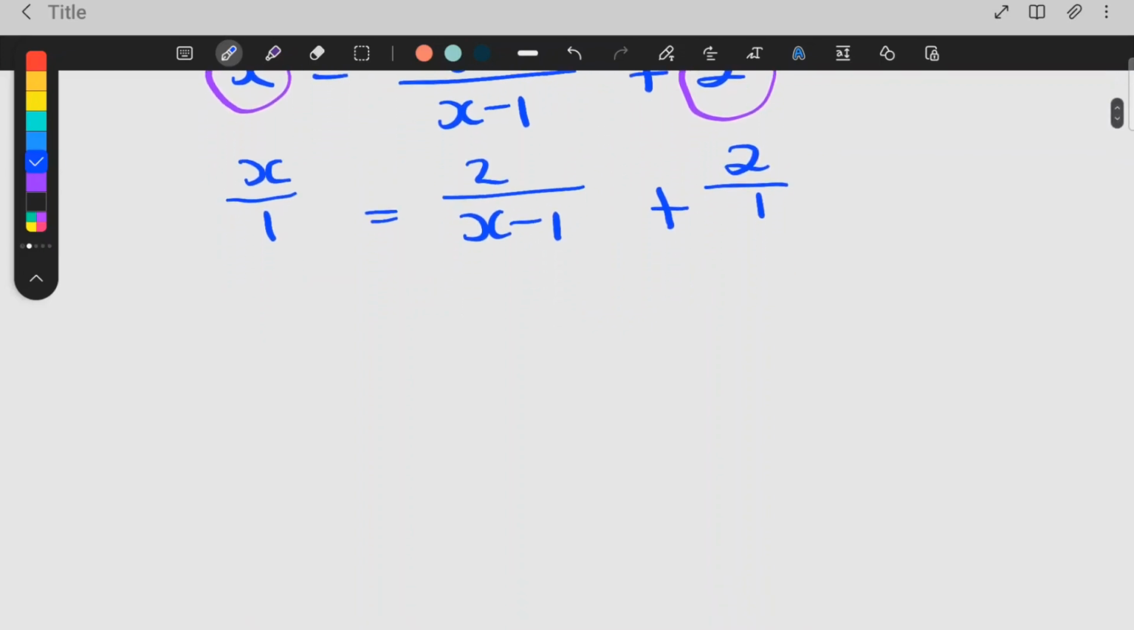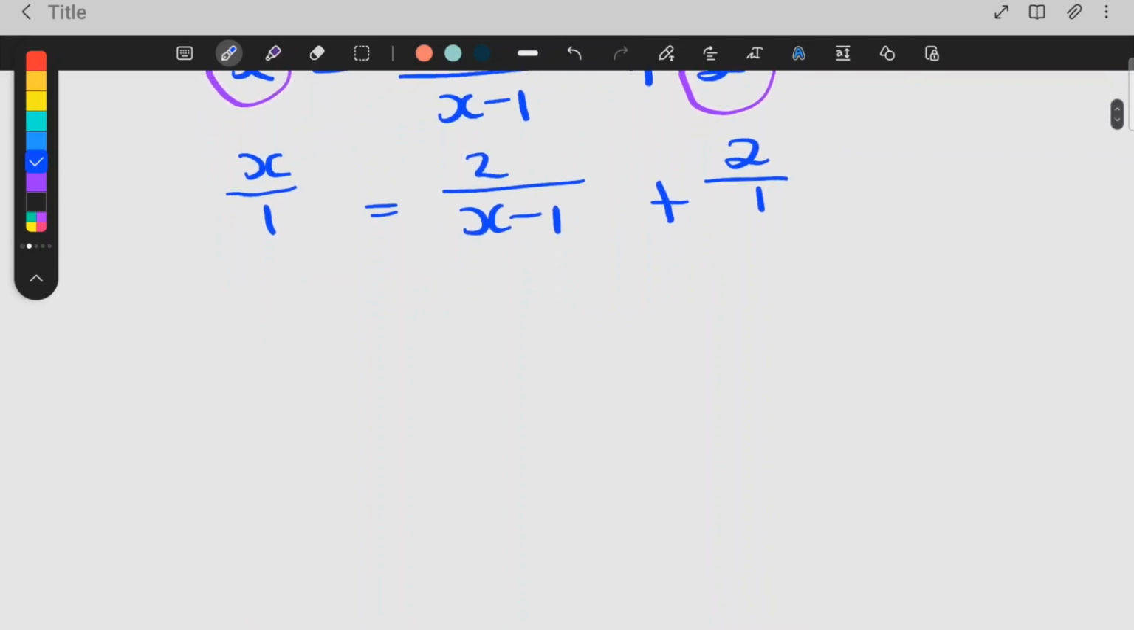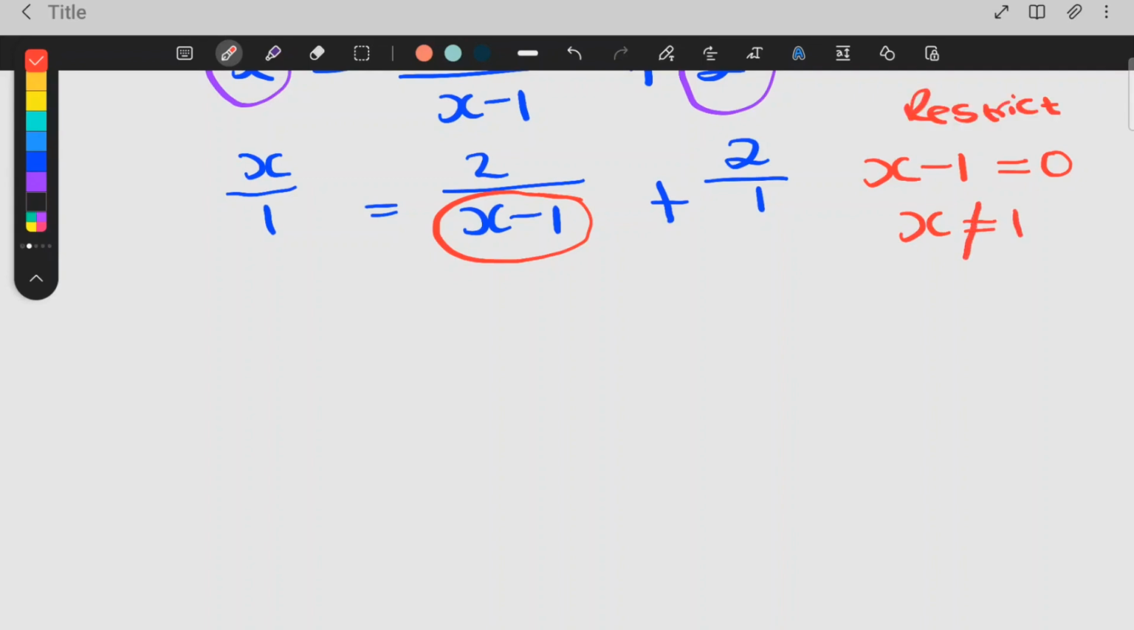Now, before we even start with the equation, you must first write your restrictions down. Do you see that this denominator has an x in it? To write the restriction, you write your denominator down and make it equal to 0. And then you solve for x. You bring the 1 over, and then you say x cannot be 1. So, that is the restriction.